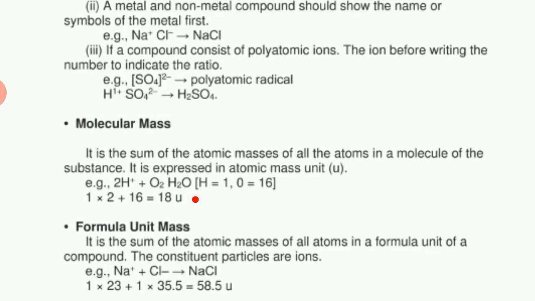Next topic is formula unit mass. It is the sum of the atomic masses of all the atoms in a formula unit of a compound. The constituent particles are ions. For example, Na positive plus Cl negative gives NaCl. The mass of Na is 1 into 23 and the mass of Cl is 1 into 35.5. If we add both, it becomes 58.5 u. In this way we can find the formula unit mass of any compound.